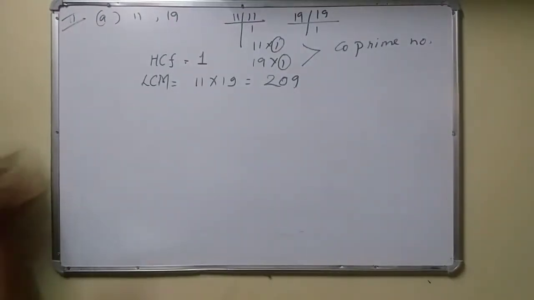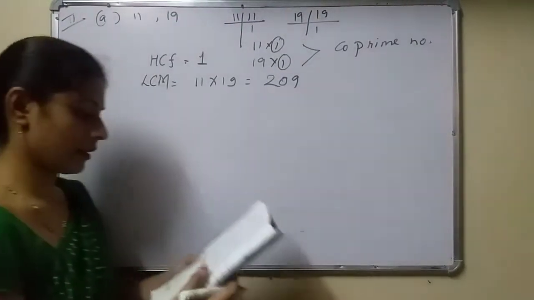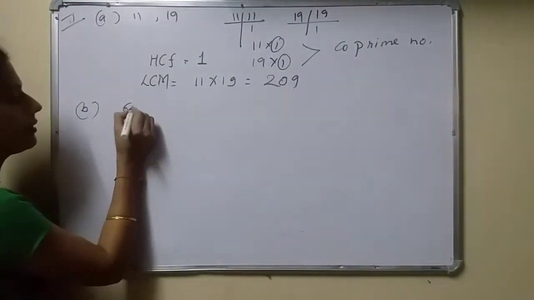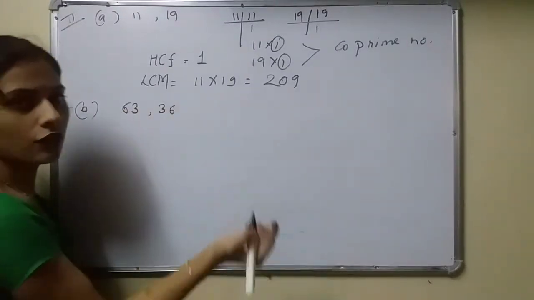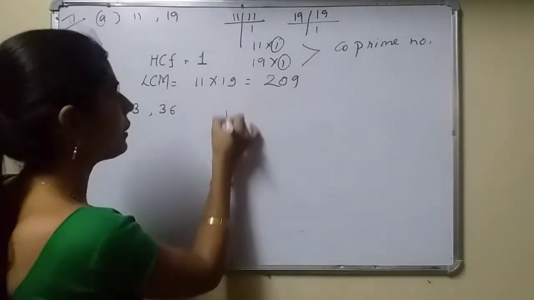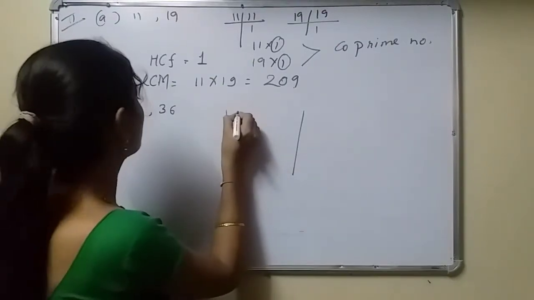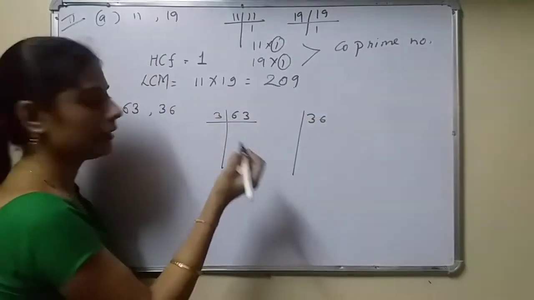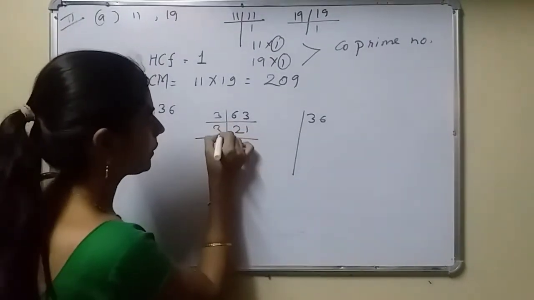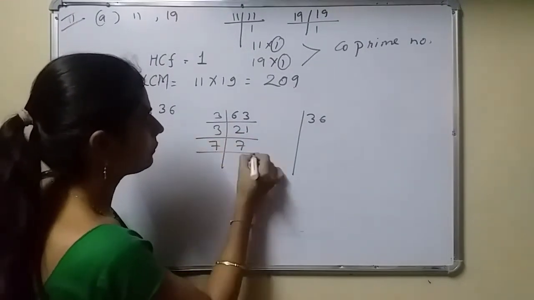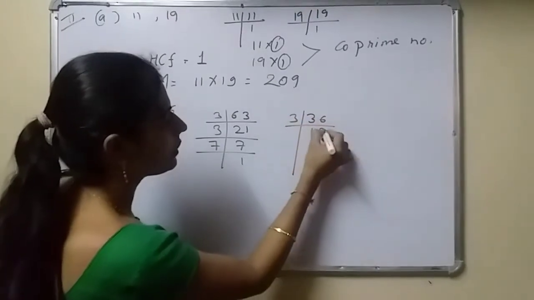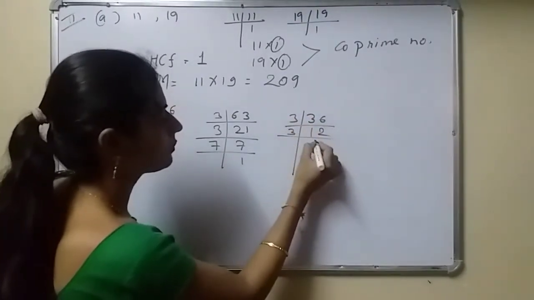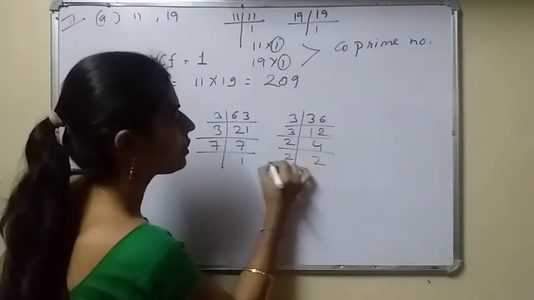Now see question number B. 63 and 36. First of all, for finding whether they are co-prime, you have to take out the HCF. 63 and 36, directly divide by 3. 3 2s are 6, 3 1s are 3. 3 7s are 21, 1. 3 1s are 3, 3 2s are 6. 2 2s are 4, 1.